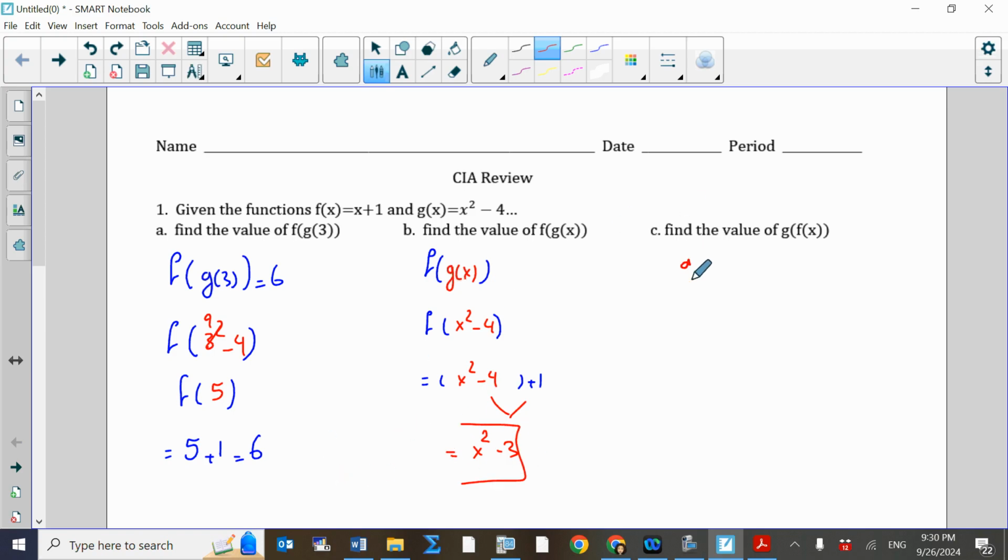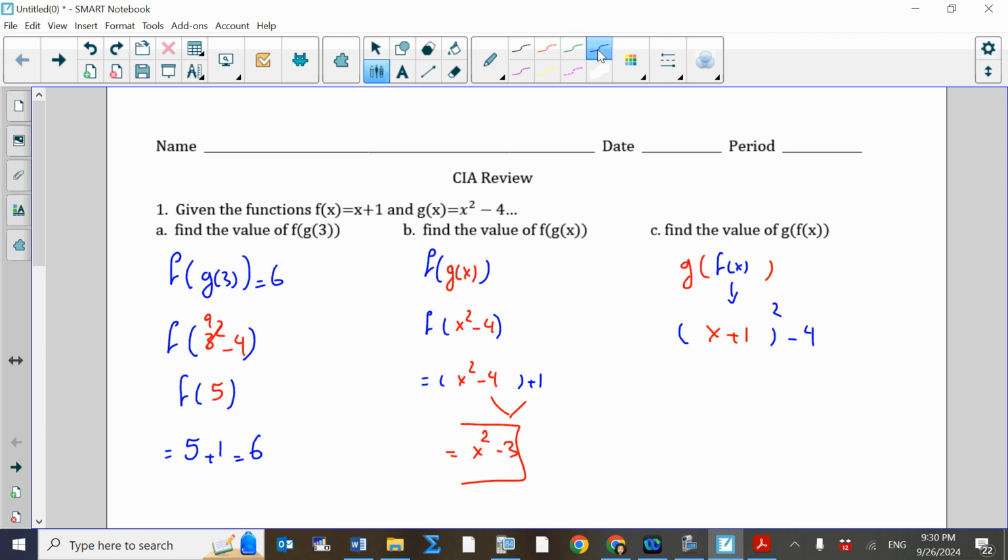Now let's find g of f of x this time. So this time, f of x is going to replace the x for g. Just put the formula for f of x inside that. G of x was supposed to be x squared minus 4, but instead of that x, I'm going to replace the formula for f, which was x plus 1. So this is basically the answer.